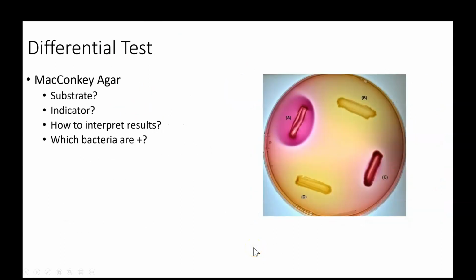We've actually already done this. We've already done a differential test, and that was the MacConkey agar. So I want you to do a quick little self-check here. Pause the video and ask yourself what the substrate of this agar is, what the indicator is. How do you interpret the results of this plate? How would you characterize A, B, C, and D? And which bacteria are positive and why? How did you come up with that conclusion? So go ahead and pause the video, take a minute, and try to see how well your note-taking is from last week.